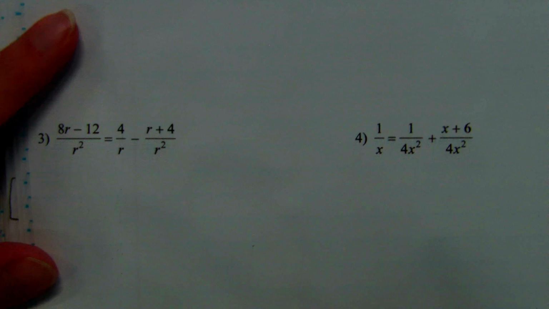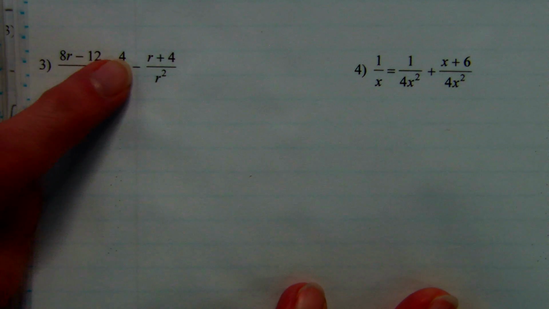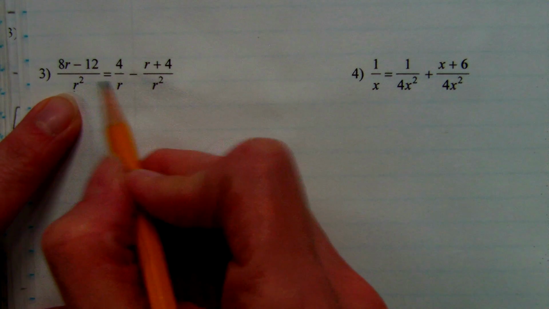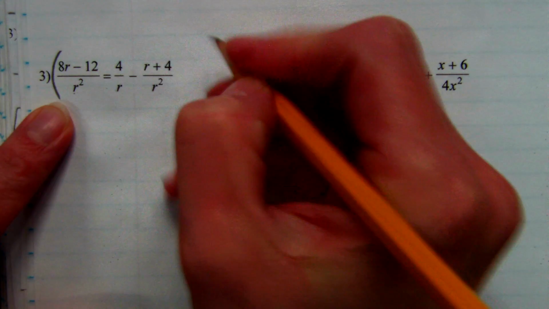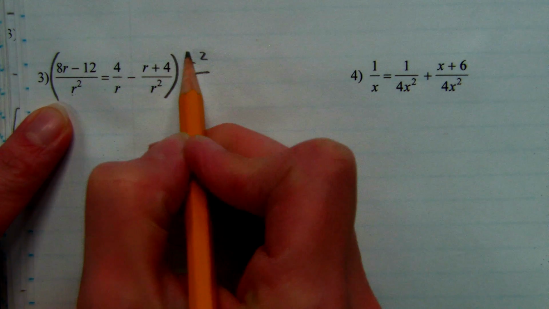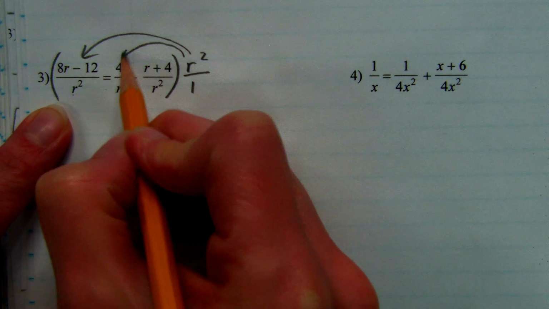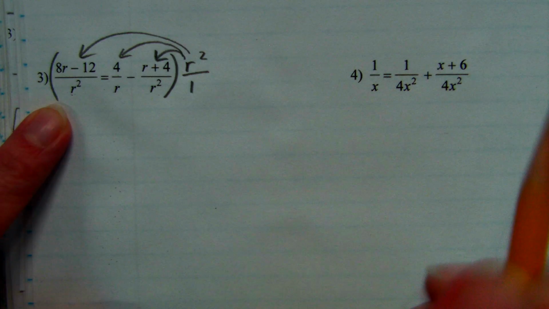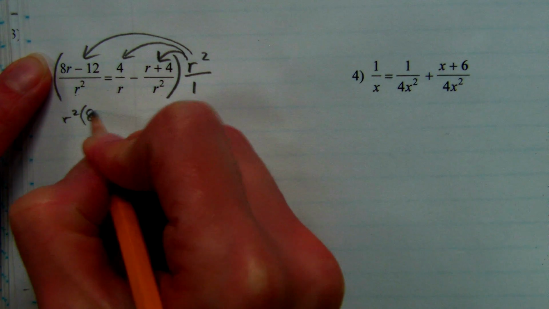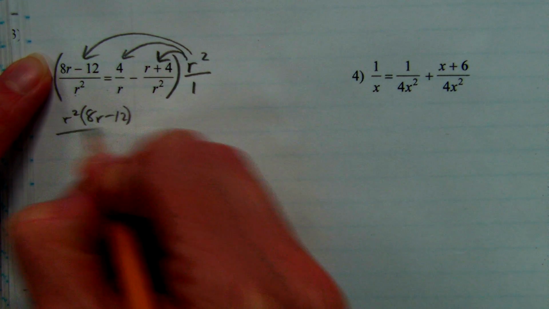The numerators are looking a little bit more complicated down here, but the denominators are not so bad. So we're focusing on the denominators. We want to get rid of those. So yes, you are right. We're going to multiply by r squared, and I'll just put that over 1. And you're not going to want to distribute this out. I'll show you why. So I'm going to put r squared and then parentheses 8r minus 12 over r squared.